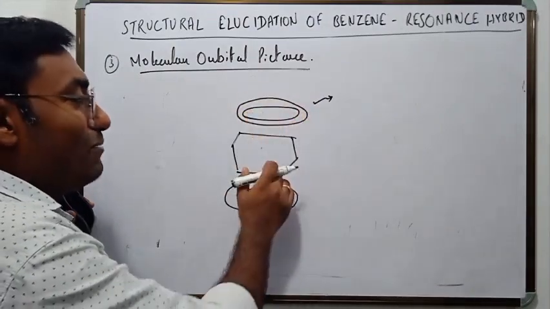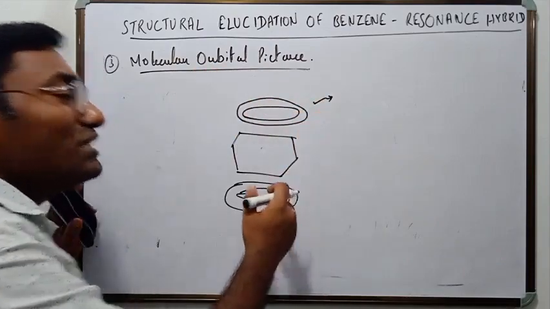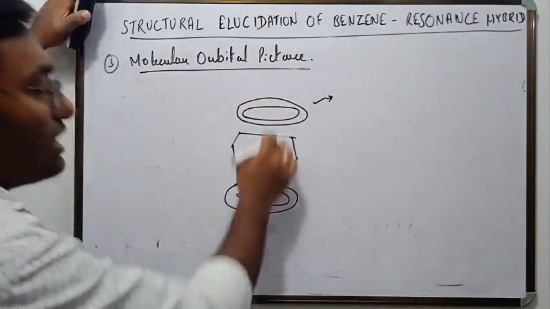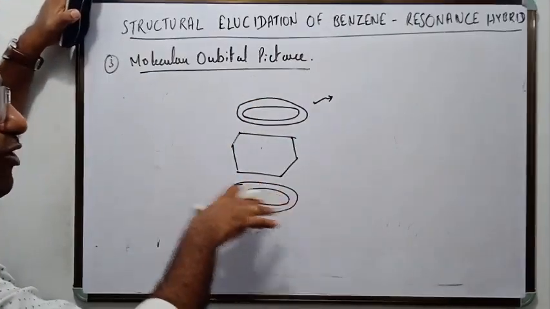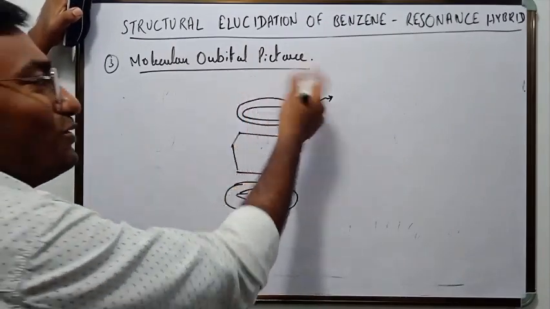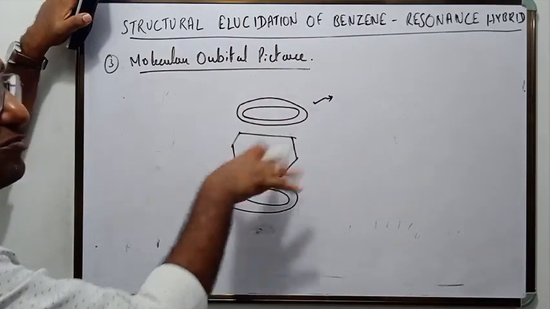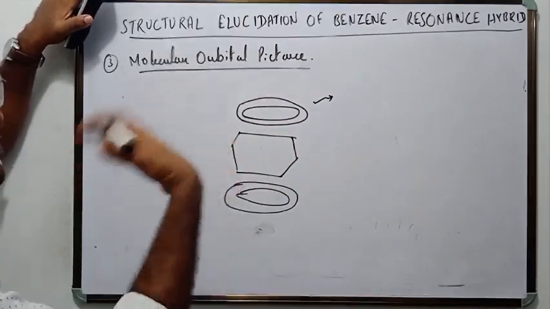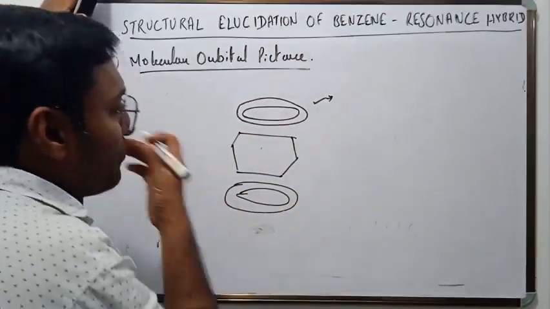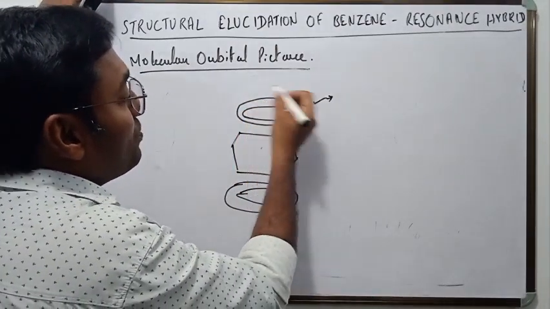Above and below the plane of the molecule, the upper ring is because of the upper lobes, and the lower ring is because of the lower lobes. Now this is the molecular orbital, a hybrid of all orbitals, right? It's a resonance hybrid molecular orbital, correct? Because it is made up of a combination of everything, we call it a hybrid. Now there were how many electron pairs? 3 electron pairs, or to be accurate, 6 pi electrons.